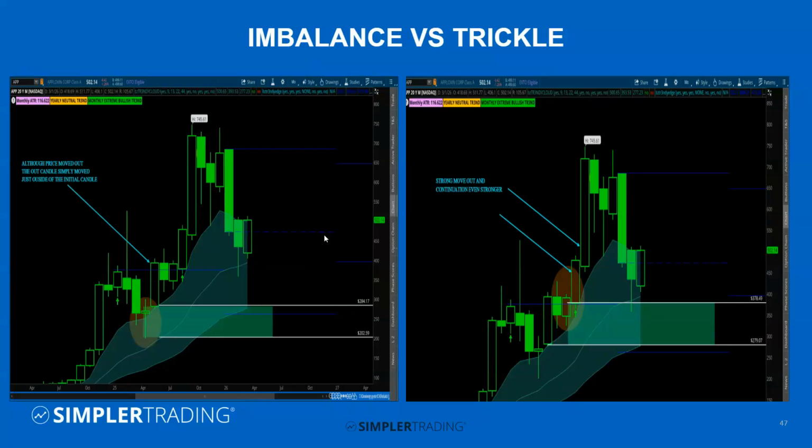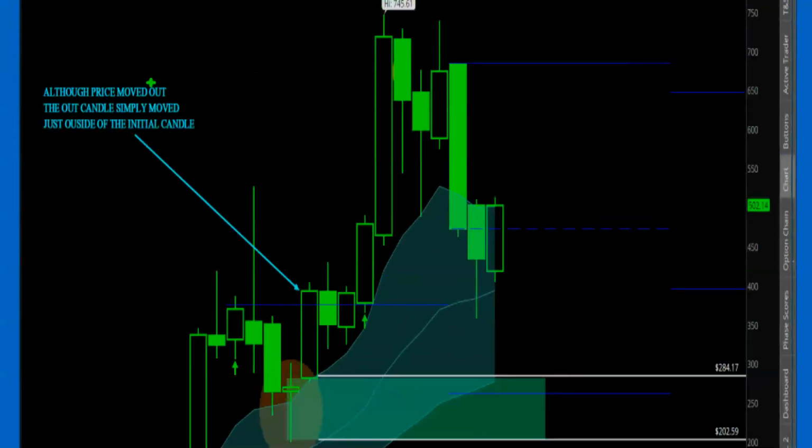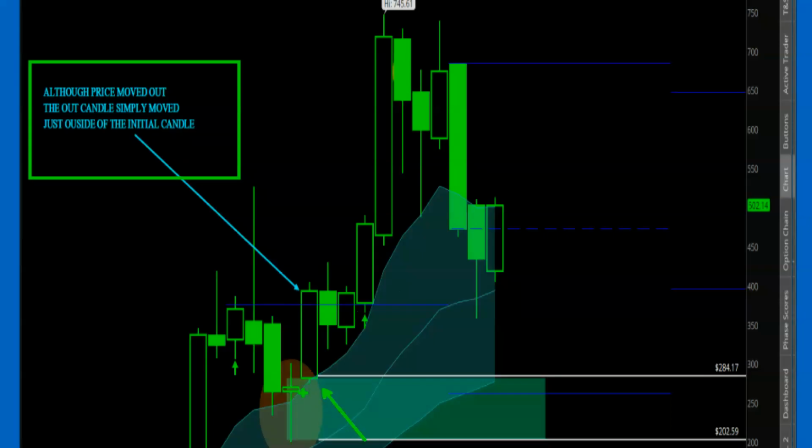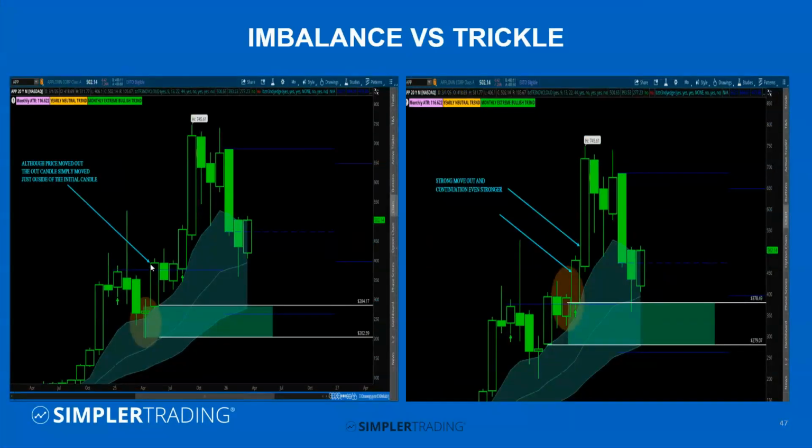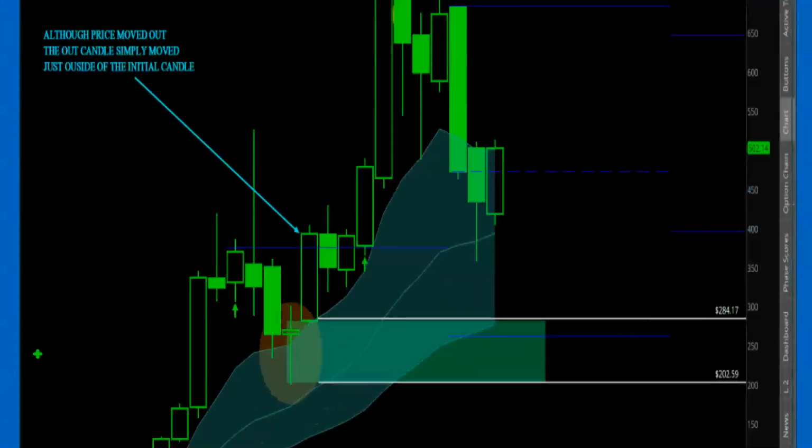Now, for me, this move here, if we zoom in, it says, although price moved out, the out candle simply moved just outside of the initial candle. So even though it had moved out, it was basically like the initial candle. So here, inside and up. It's really not much further over this. This isn't like a huge imbalance, if you will. Now look at this move and look at that move.